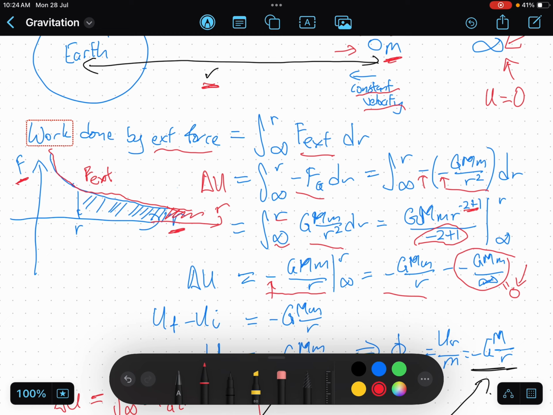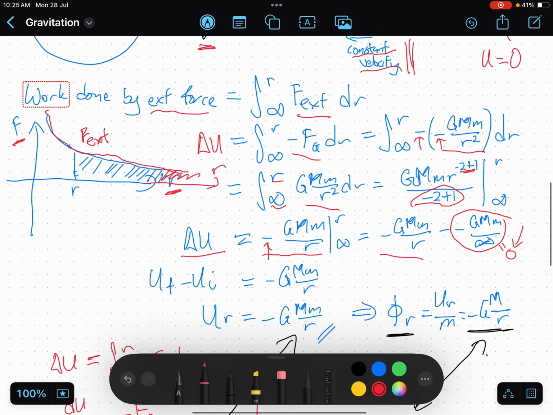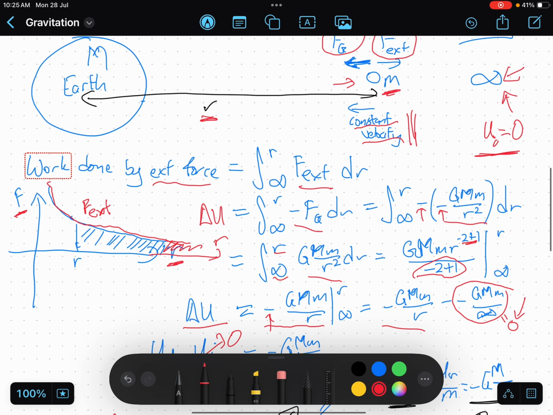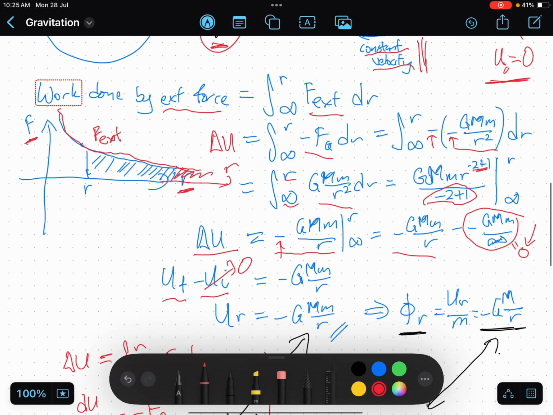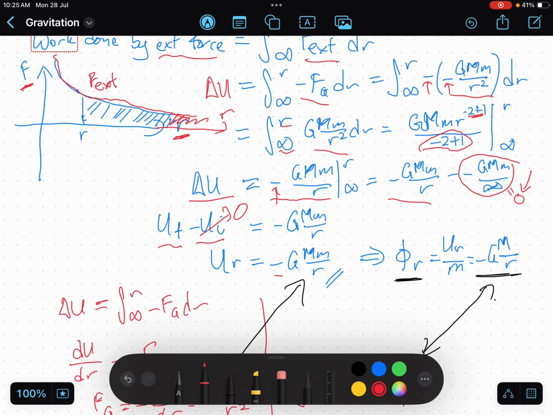Work done by the external force is also the change in gravitational potential energy in this case, because remember that we made sure the velocity was constant, so there's no other change in energy. So all the work done by the external force goes towards changing gravitational potential energy only, and the change in gravitational potential energy is final minus initial. But remember what is initial? 0, because we set that to be 0. This Ui is 0, and therefore my final gravitational potential energy at a distance r away from the Earth is minus GMm over r.